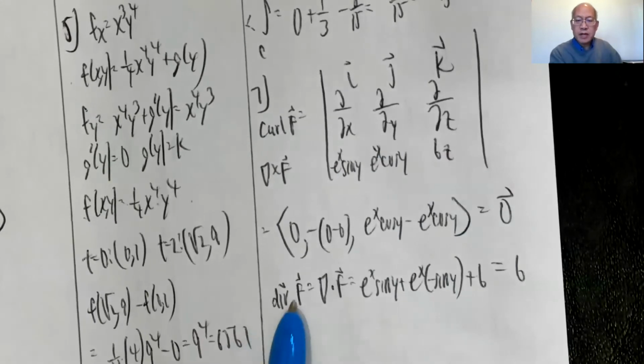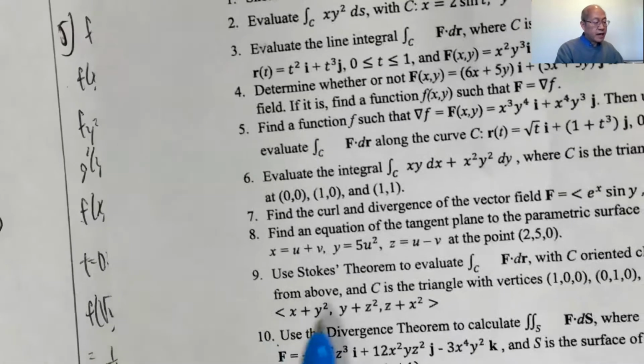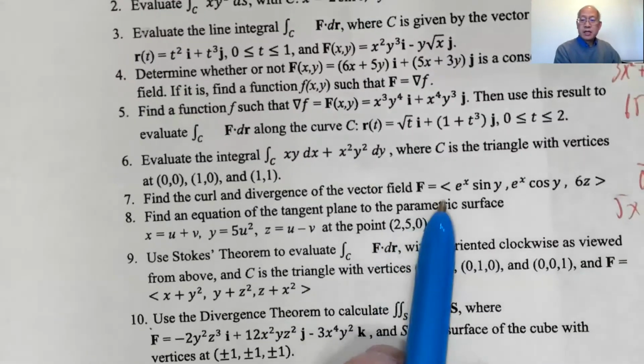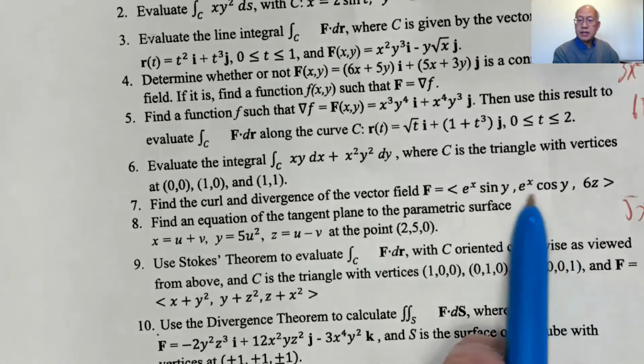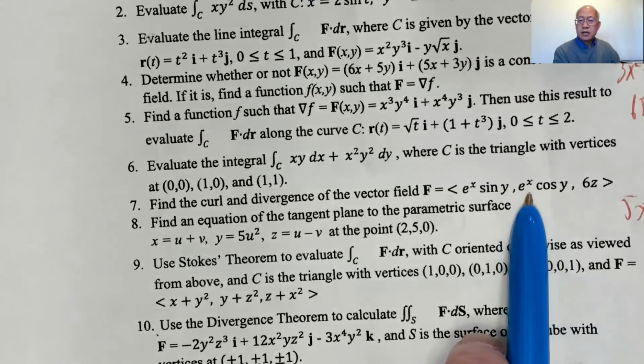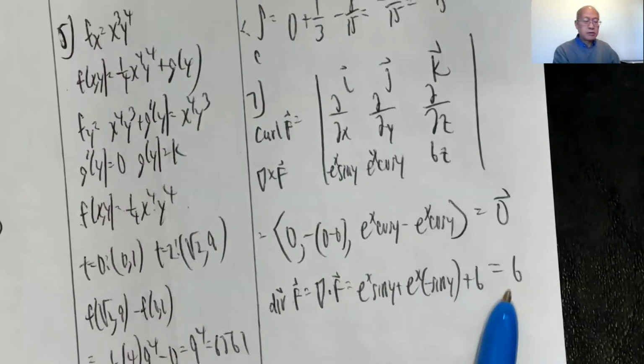Div F, del dot F, so the partial of P with respect to x is e to the x sine y. Derivative of this with respect to y is negative e to the x sine y, and derivative with respect to z is 6. So the answer is just 6.